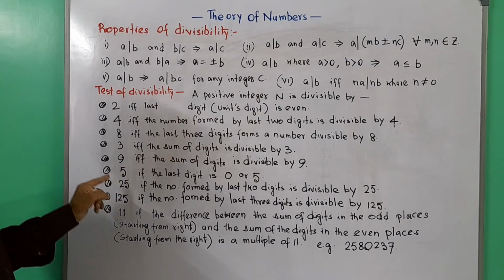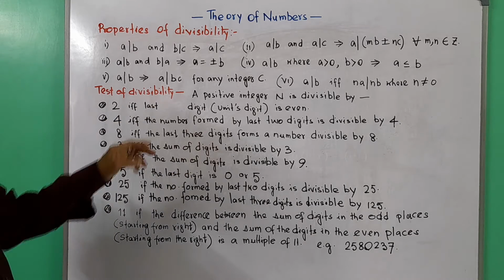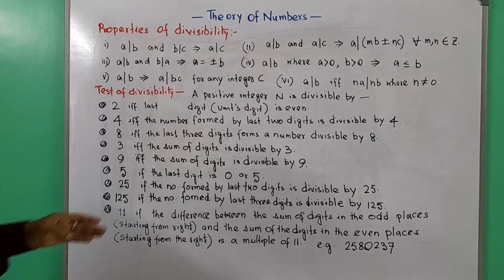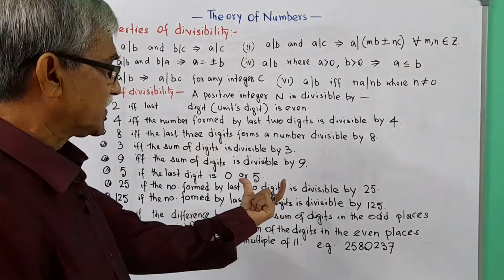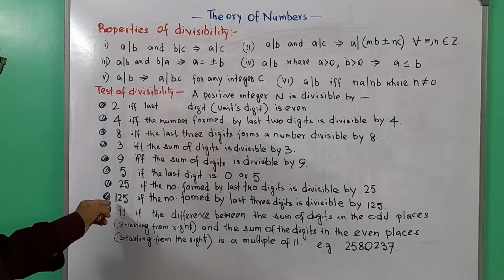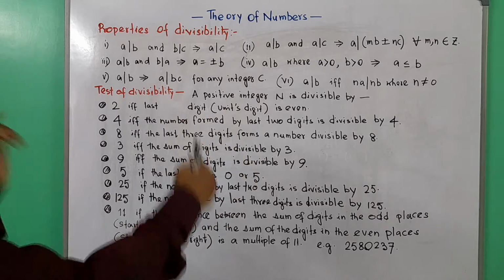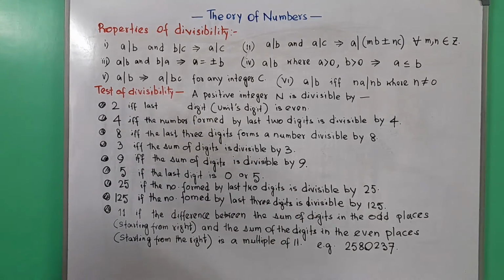The number N is divisible by 5 if the last digit is either 0 or 5. The number is divisible by 25 if the number formed by the last 2 digits is divisible by 25. It is divisible by 125 if the number formed by the last 3 digits is divisible by 125.